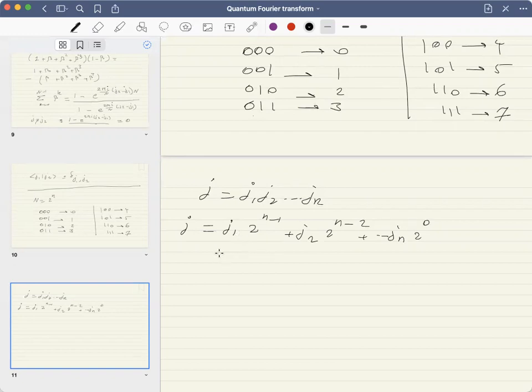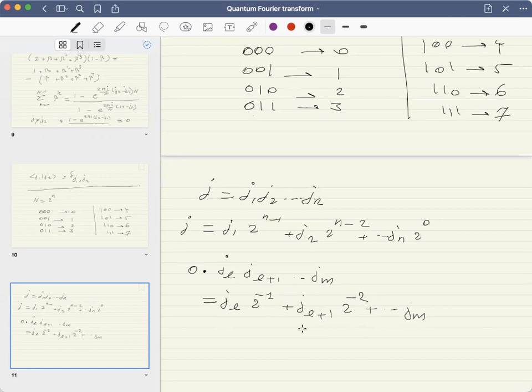It's also useful to introduce a decimal notation. So in the same way that we say 0.1 is 1 times 10 to the minus 1, we can also play a game like this. We can say 0.jl plus 1 up to jm is shorthand for jl times 2 to the minus 1, plus jl plus 1 times 2 to the minus 2, all the way to jm.